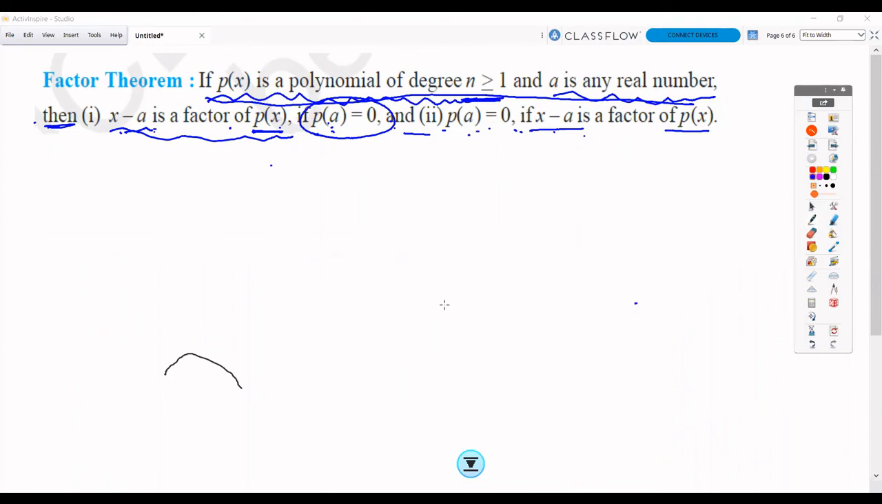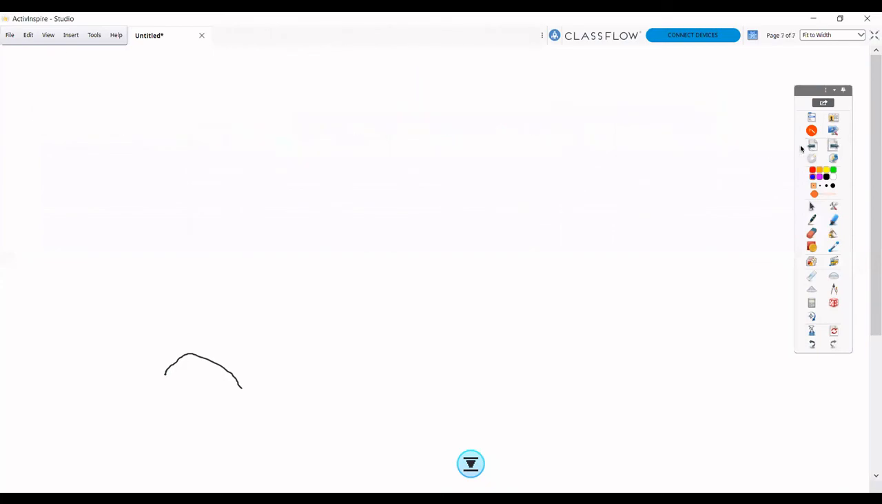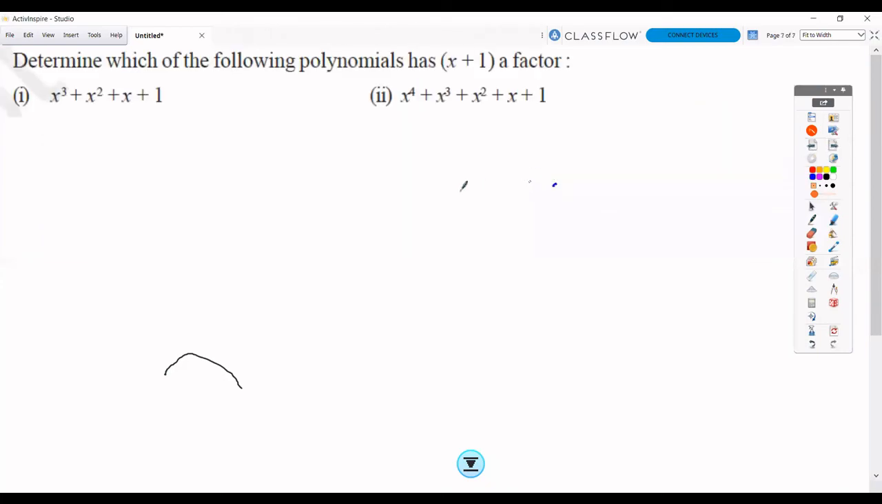As we have done the previous question, we have determined whether these are factors or not. We are going to check two more questions, whether they are factors or not. We can see for this. Determine which of the following polynomials has x plus 1 as a factor. Okay, so there are many options. I took only the two.